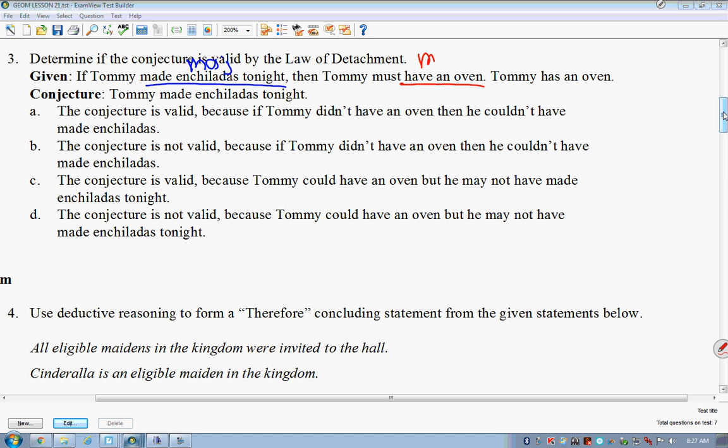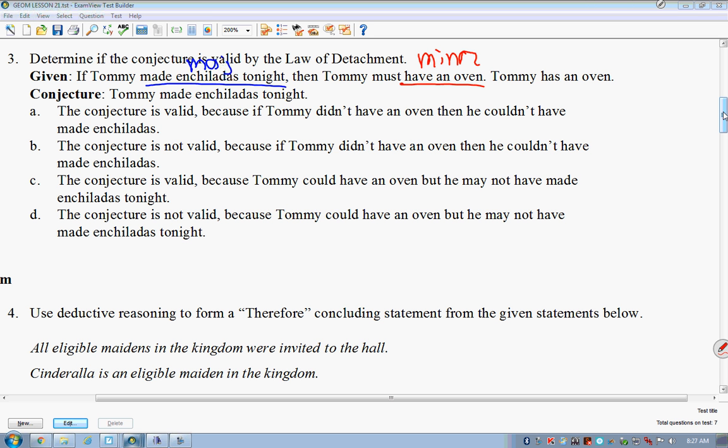Okay. Minor. And the reason that the oven is the minor is because can I make other things in an oven? Yes. Okay. Tommy has an oven, therefore Tommy made enchiladas tonight. Is that valid? No, because my next statement is based upon the minor. I can't use a minor to prove a major. Okay? It's invalid. Okay, so we're looking for the not valid.